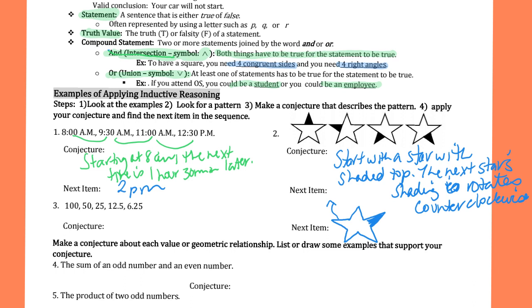The last one in this set shows you more numbers and says 100, 50, 25. Can you tell this is divided by 2? Each term is half of the previous term. And so what's a conjecture? Start with 100, divide by 2 each term. That's a D. Divide by 2 to make the next term.